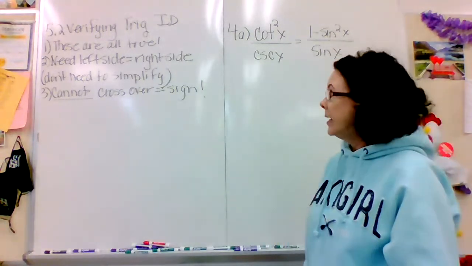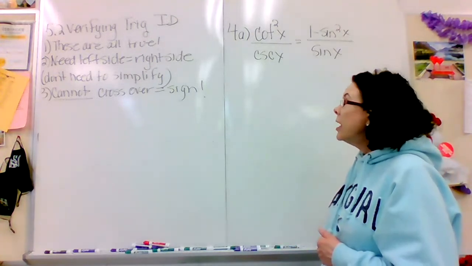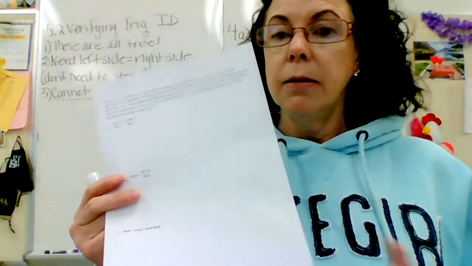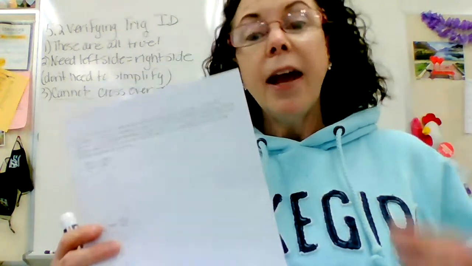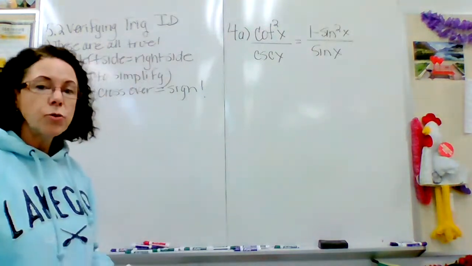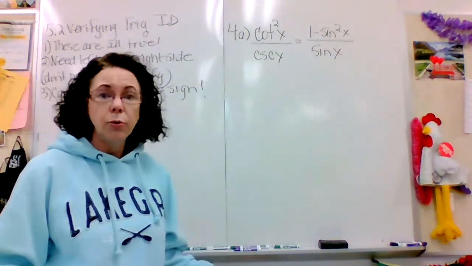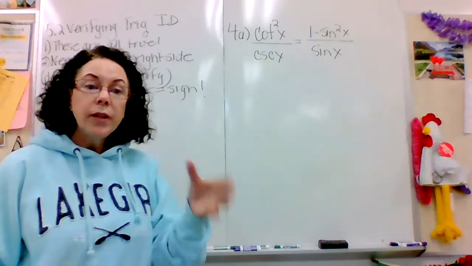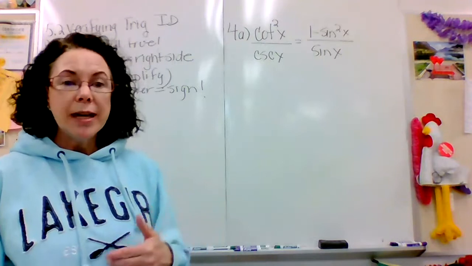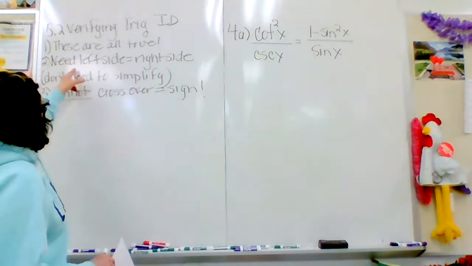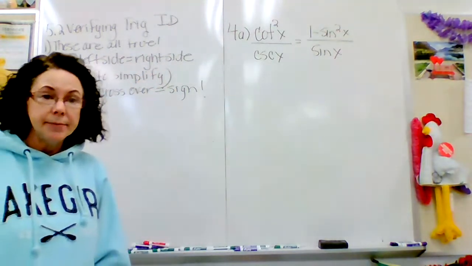So what you're going to find in section 5.2 is that these are all true. Every expression that you've been given where a left-hand side equals a right-hand side, a trig equation, they are true. It is true that cotangent squared over cosecant is equal to 1 minus sine squared over sine. So kind of nice to know these are all true. You just have to almost physically prove it by making the left-hand side equal the right-hand side.